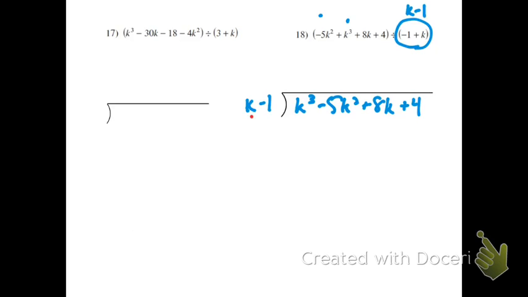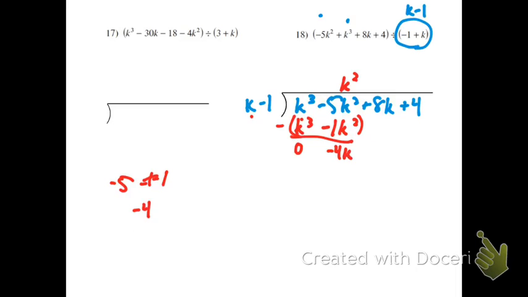So what do you multiply by k to get k to the third? That's just a k squared. So k squared times k is k to the third. K squared times negative 1 is negative 1k squared. We're going to subtract. When you subtract, you got a 0 there. Negative 5 minus negative 1, that'd be negative 4, because it's plus 1. All right, so negative 4k squared. And then I drop down my positive 8k.